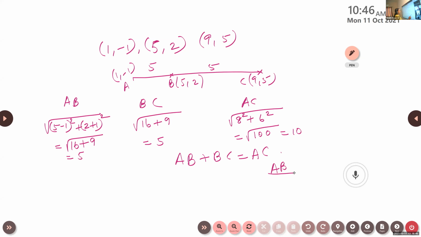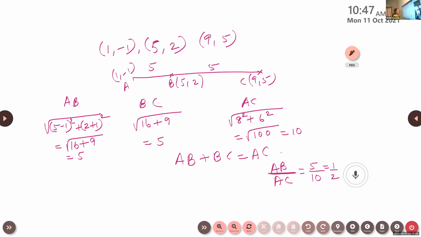What will be the ratio of AB by AC? What will be the ratio in which B divides? Suppose they ask the ratio, what will be AB by AC? Look at the question. AB by AC is 5 by 10. Use the distance formula and find the ratio. It is 1:2. If it is AB by BC, it is 1:1. Here the ratio of division AB by AC is 1:2.